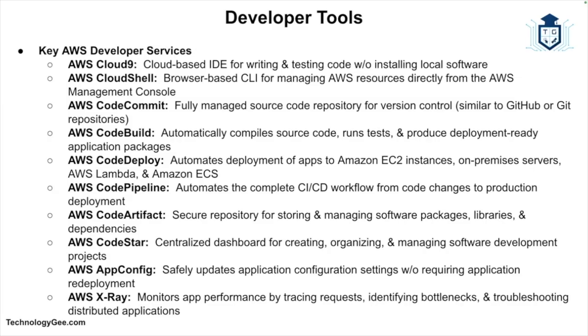Now, for the exam, the key skill is recognizing the life cycle. So when it comes to writing, once again, we're talking about Cloud9. When it comes to storing, we're talking about CodeCommit. When we're talking about building, we're talking about CodeBuild. Deploy, CodeDeploy. Automate, CodePipeline, and monitoring, X-Ray. That is the entire DevOps process in action.